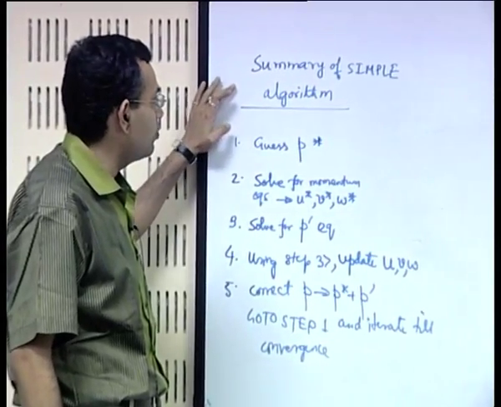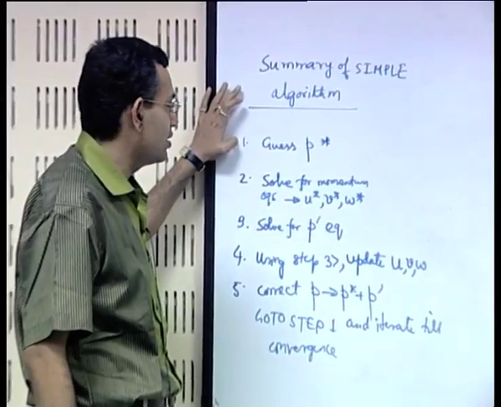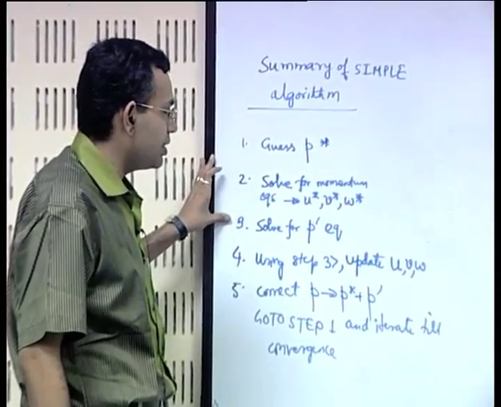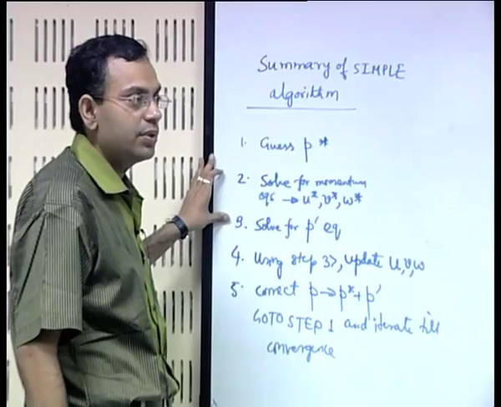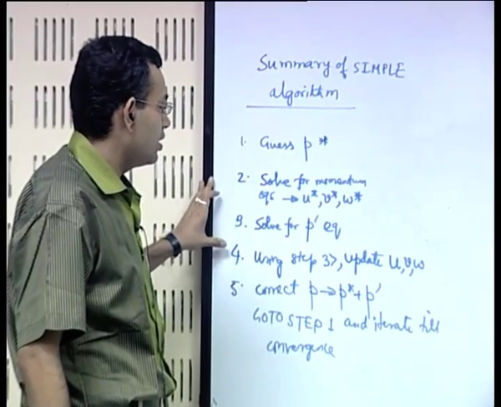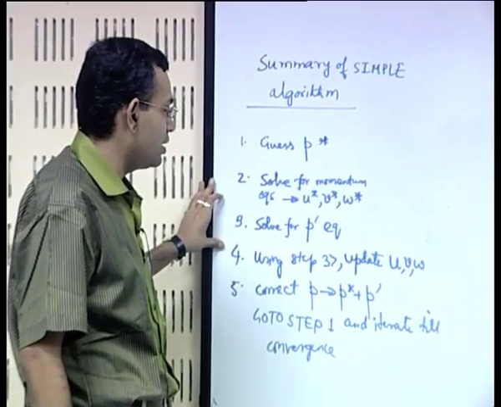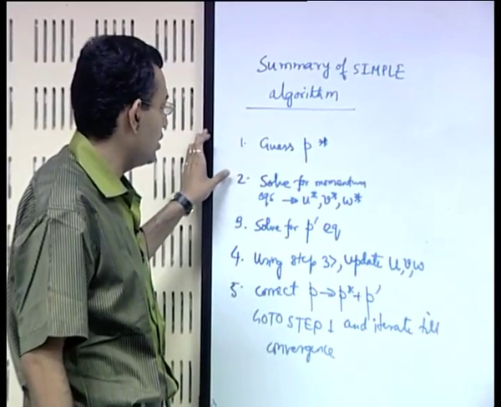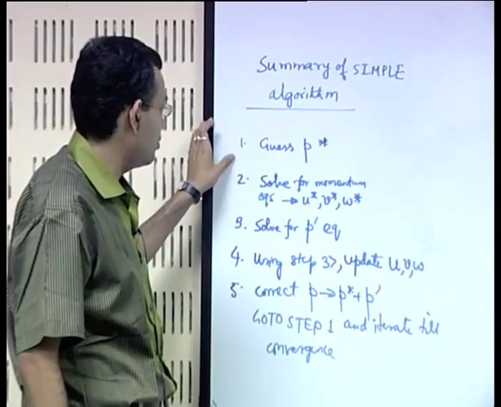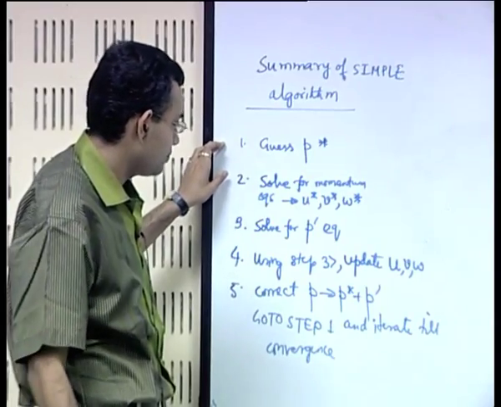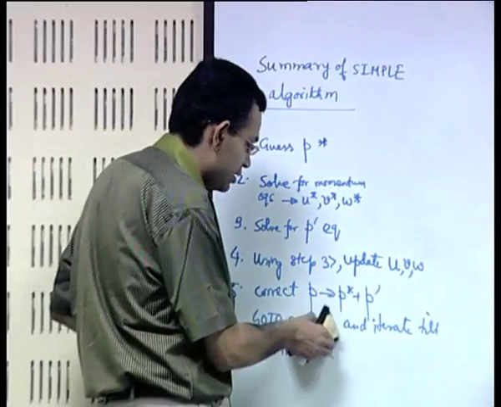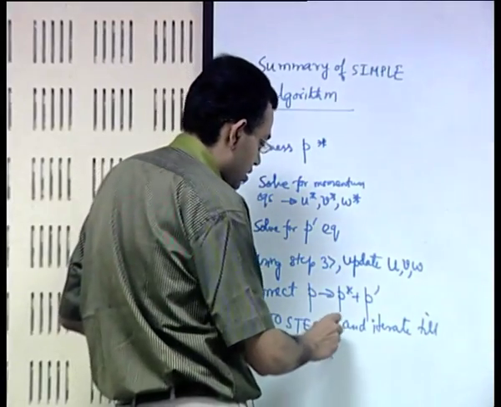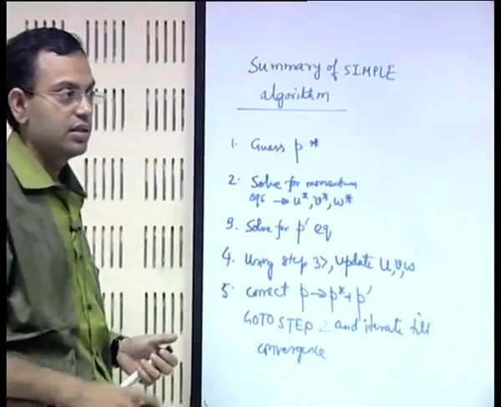So in the SIMPLE algorithm, you guess the value of the pressure, from that you solve the momentum equation, then you solve a pressure correction equation which you derive from the continuity equation, then using the pressure correction you update the velocity and the pressure and go to step 2, because your pressure is already guessed. So go to step 2 and iterate till convergence.